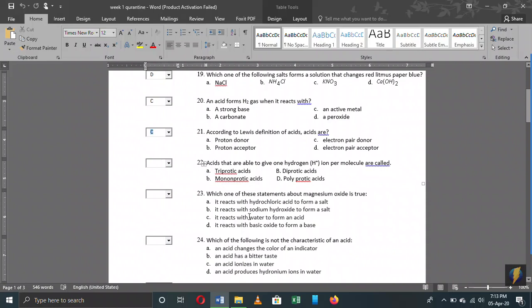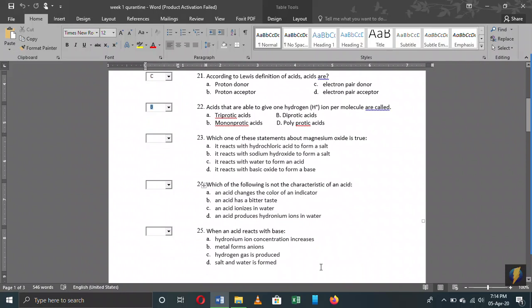Question number 22. Acids that are able to give one hydrogen ion per molecule are called... that's monoprotic. So if it gives only one hydrogen ion, it will be monoprotic. If it gives two hydrogen ions, it will be diprotic. If it gives three hydrogen ions, it will be triprotic. So the correct answer will be B.